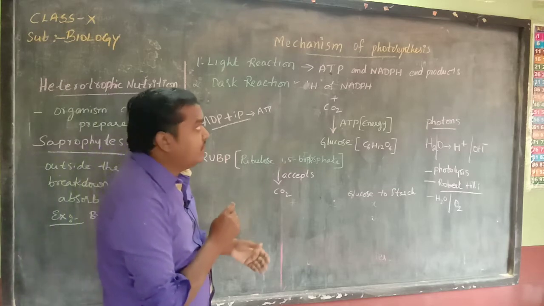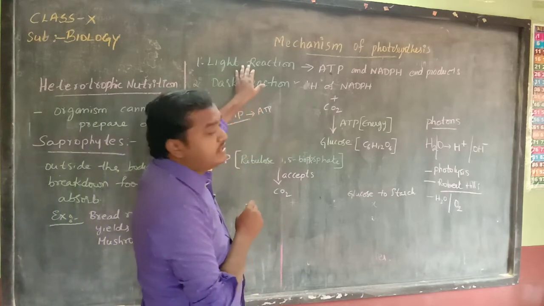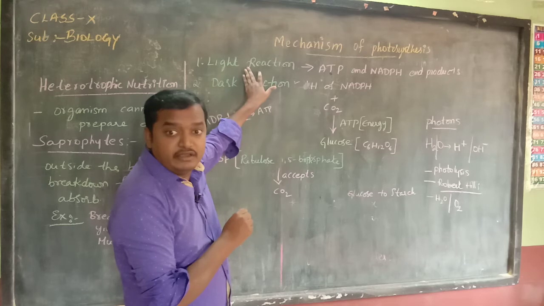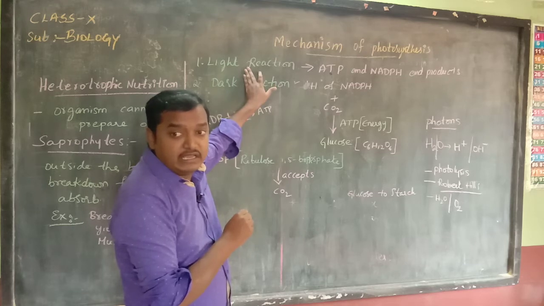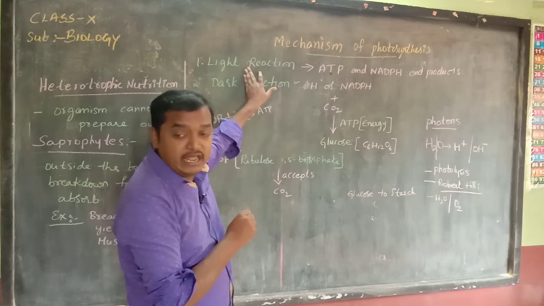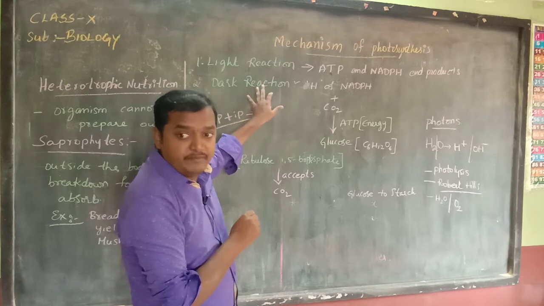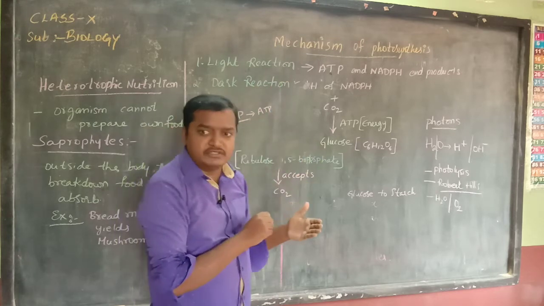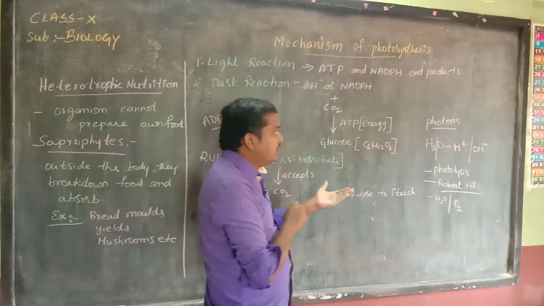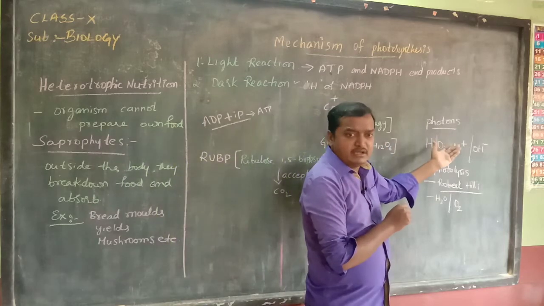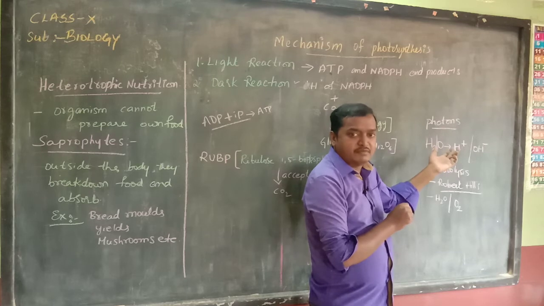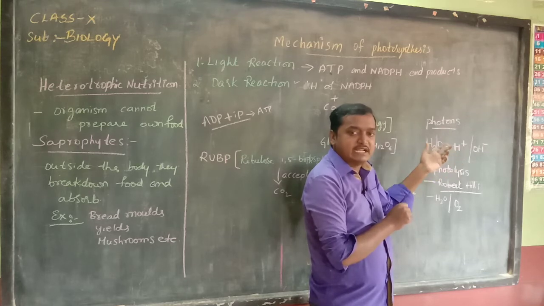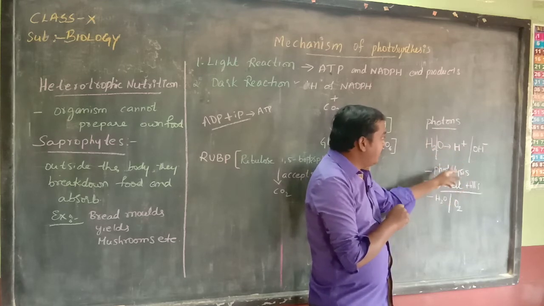Water. The light reaction takes place in the grana. Dark reaction in the stroma. So all these points, whatever is written on the board, you can write in the form of points, and that becomes the answer. So chlorophyll accepts or traps the energy from the photons. It is activated, and that energy is used to split the water molecules.